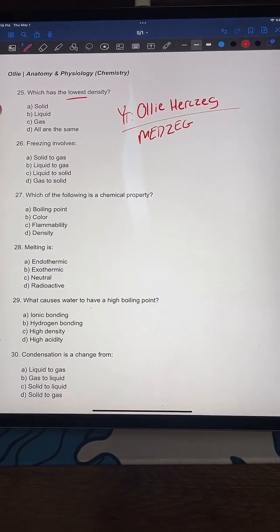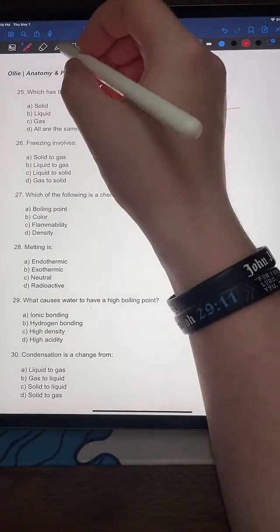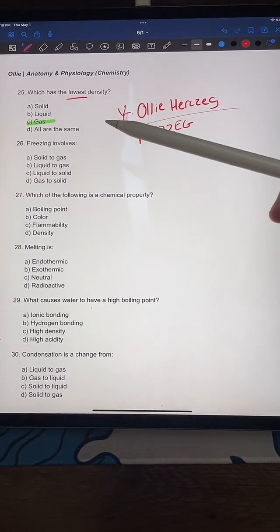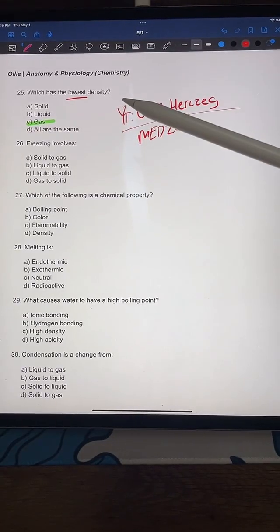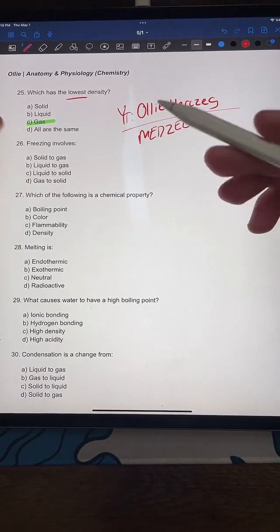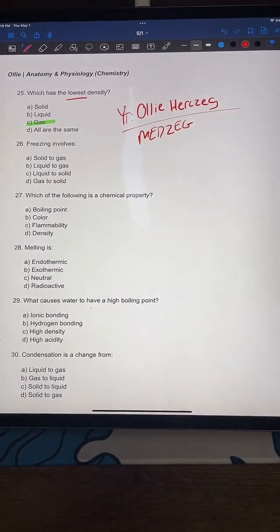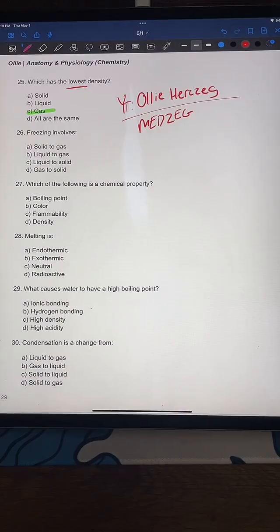Number 25. The answer is gas. So gas has the lowest density because the particles are farther apart. So liquids and solids are denser. And all the same, the densities vary. So it would not be all of them.